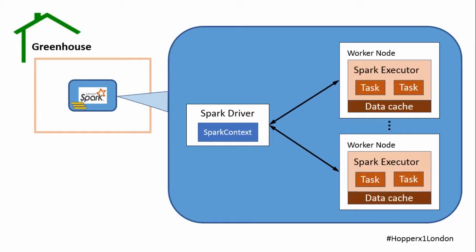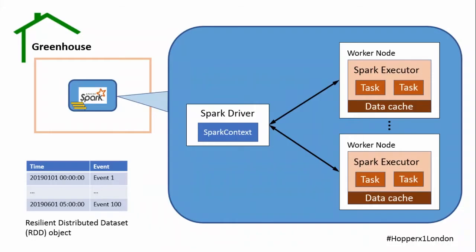So this is a close-up of a Spark cluster. Every cluster consists of a single driver program and several executors running on worker nodes. Each executor has a local data cache and can run many tasks or threads in parallel. The Spark driver schedules jobs and distributes tasks and data partitions among the executors, so you can think of the driver as the master coordinator in the Spark cluster.